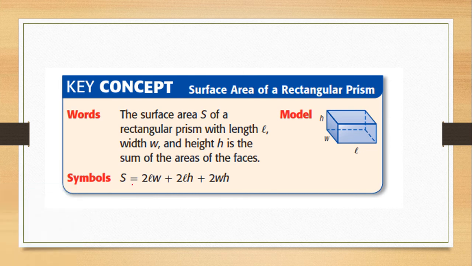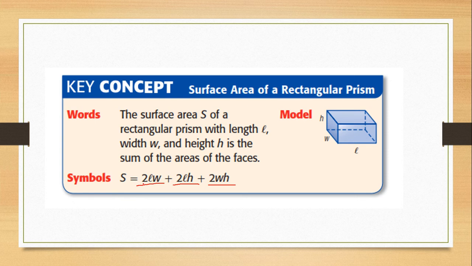It will equal three parts: 2LW, 2LH, 2WH. Okay? The L represents length, the W represents width, and H represents height. What we mean by 2LW is 2 times L times W.